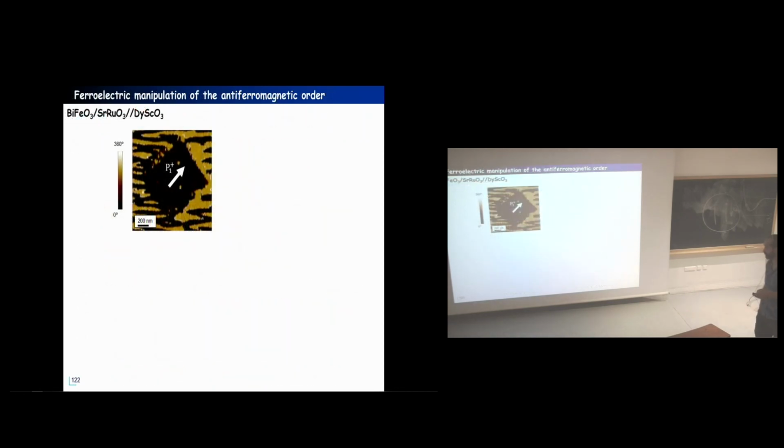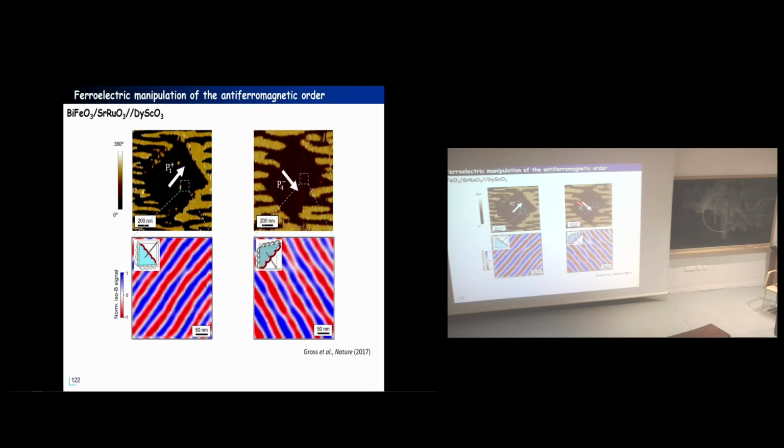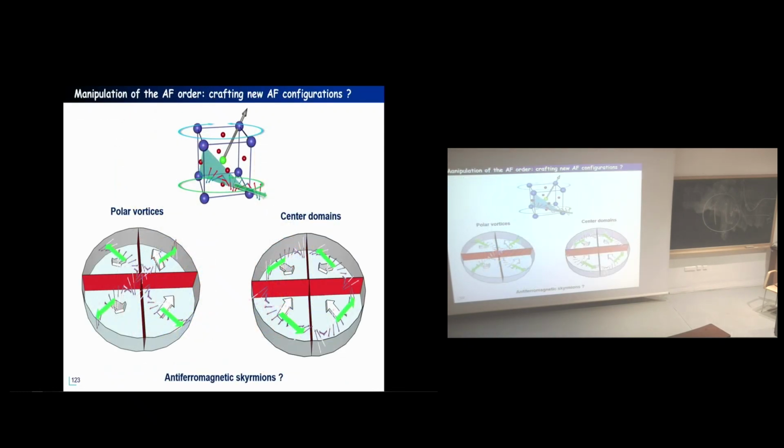We will see. You take your best PFM probe and then you write a domain. You go to the scanning NV magnetometer and you find that there is a nice cycloid in this direction. And if you do the same thing but with another polarization orientation, you are able to change the antiferromagnetic order. It's so fun that you could imagine doing crazy things like that, but it's another story.